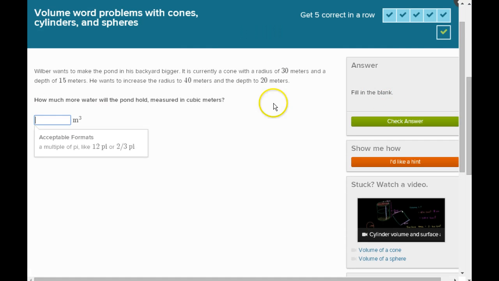Okay. Do another one real quick. We want to take a pond in his backyard and make it bigger. It's currently a cone, radius of 30, depth of 15. He wants to increase the radius to 40 and the depth to 20. How much more water will the pond hold?